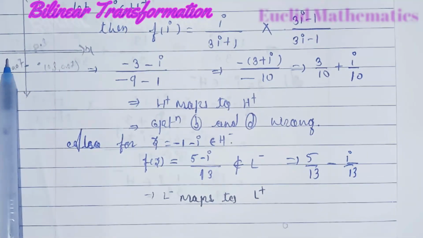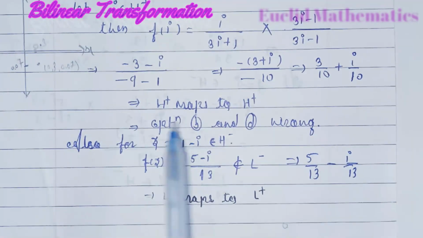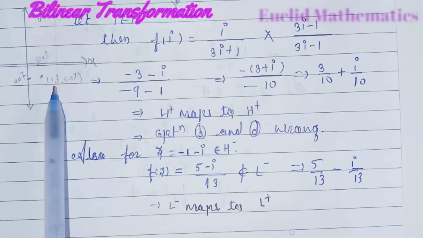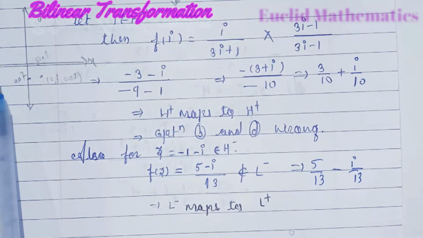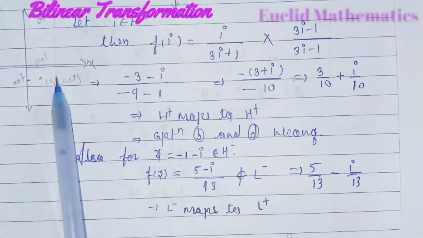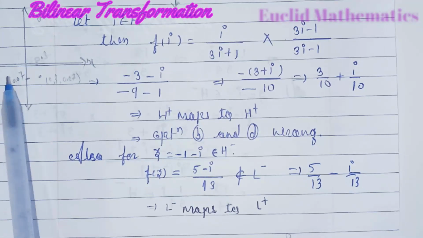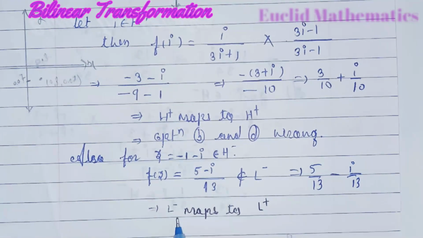Okay, x smaller than 0. I consider here from the L minus, and I got the point x positive, y negative. That means x positive, y negative, it is in the fourth quadrant. If I consider a point from the third quadrant, I got the image in the fourth quadrant. So then it maps to the lower half plane. That means x negative to x positive. So L minus maps to L plus.